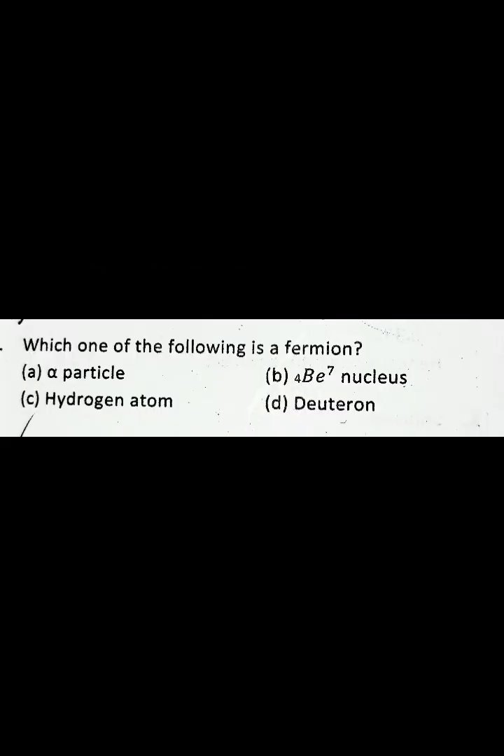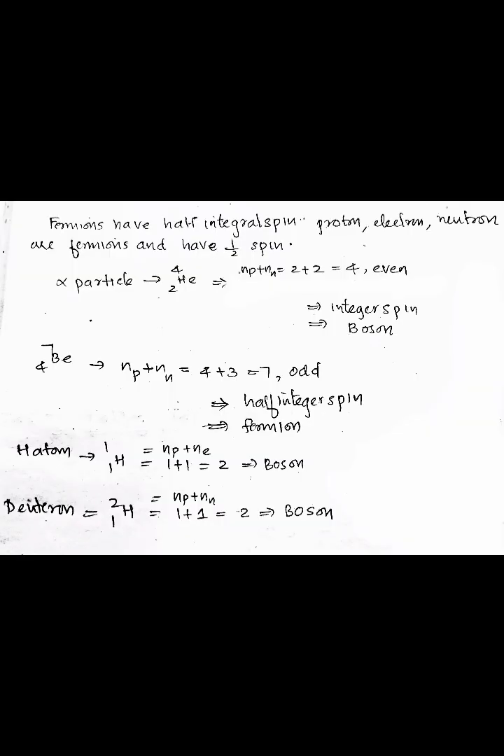Next question is, which one of the following is a fermion? For fermions, the sum of the number of protons, neutrons and electrons is odd, and for bosons, the sum of the number of protons, neutrons and electrons is even. Then for alpha particles, that is 2He4, the number of protons plus number of neutrons is equal to 2 plus 2, this is equal to 4, and this is an even number, that means this is a boson.